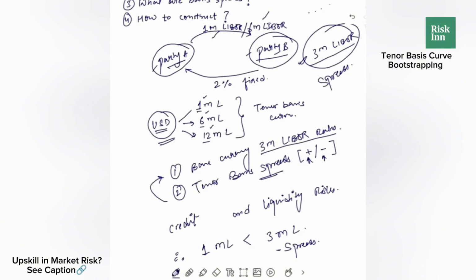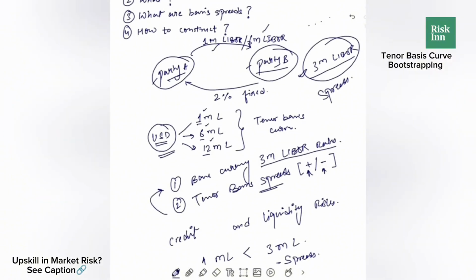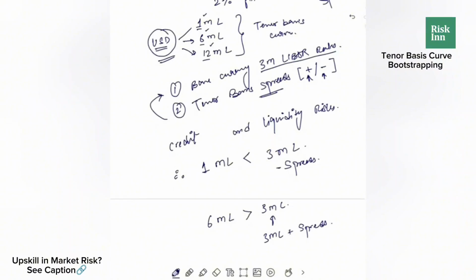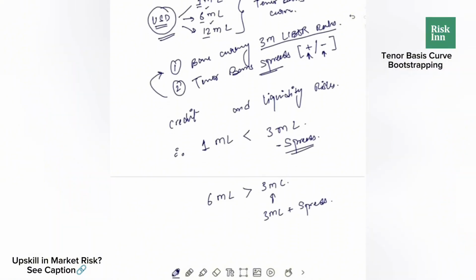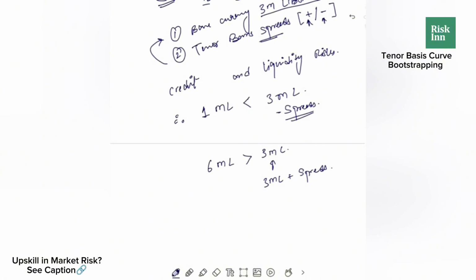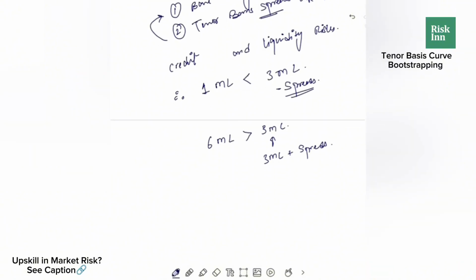But the point is whether we need to add or subtract these spreads from the underlying base curve. For 1 month LIBOR, the credit risk is less than 3-month LIBOR. So we need to subtract these spreads from the 3-month LIBOR. On the other hand, 6-month LIBOR is riskier than 3-month LIBOR. So we need to add those spreads to the 3-month LIBOR in order to get the 6-month LIBOR tenor basis curve.